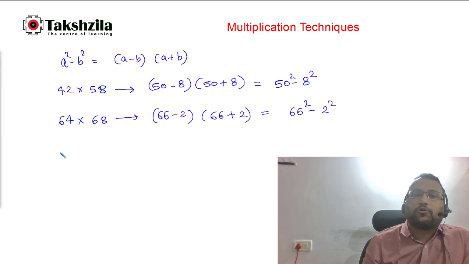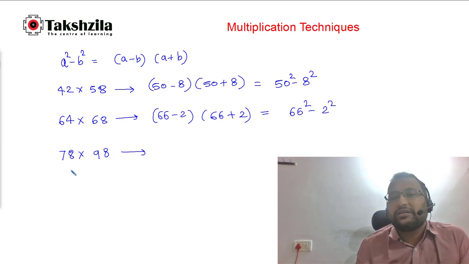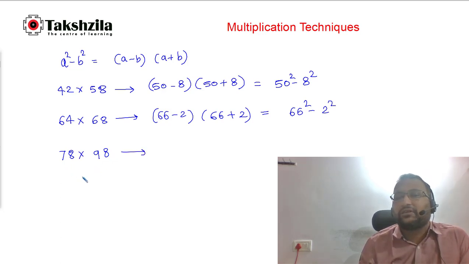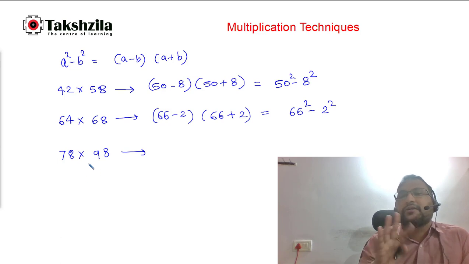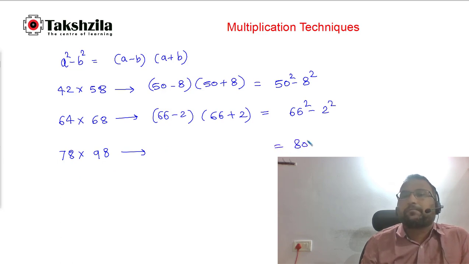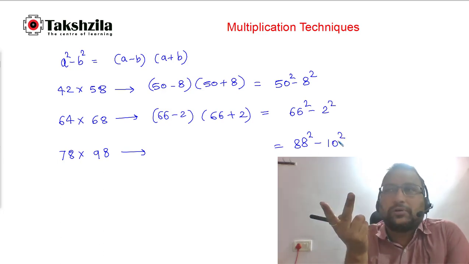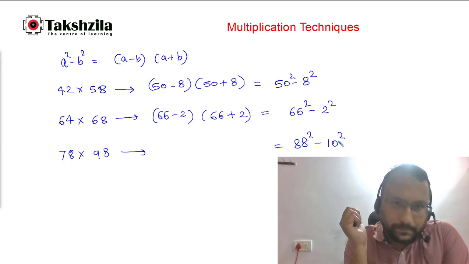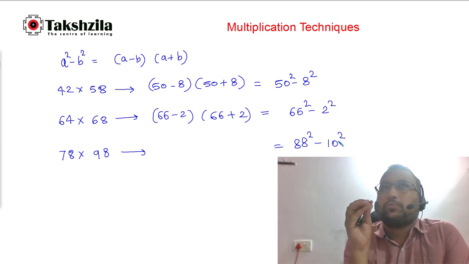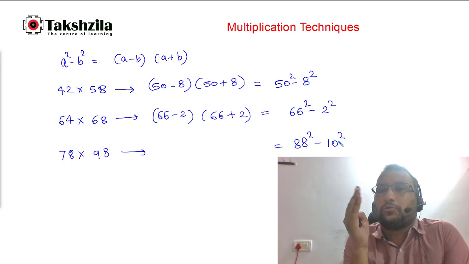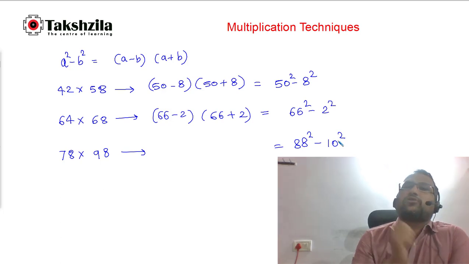For example, if I want to multiply, let's say, 78 into 98. How to find the middle number of 78 and 98? The difference is 20. Break that 20 into 10 and 10. This is 88 minus 10, 88 plus 10. That is going to be 88 square minus 10 square. This is how we can multiply two numbers in which the difference is even. So this is mostly about two-digit number into two-digit number, which is a very frequent calculation.